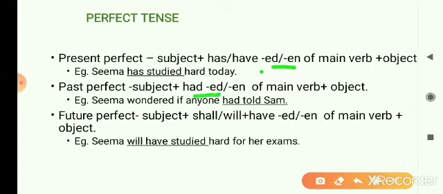Now past perfect. Subject had plus ed or en of main verb plus object. So it will be Seema wondered if anyone had told Sam. So I am using had from the rule. Future perfect. Okay, here subject plus shall or will plus have, plus ed or en of main verb plus object. So the sentence will be Seema will have studied hard for her exams.